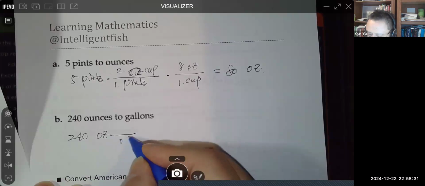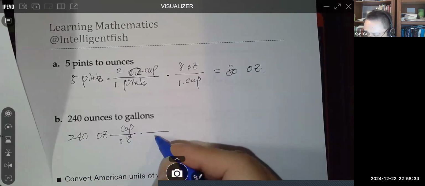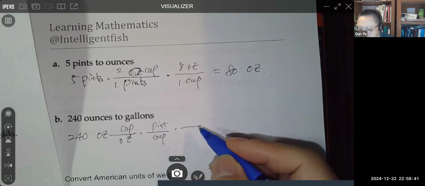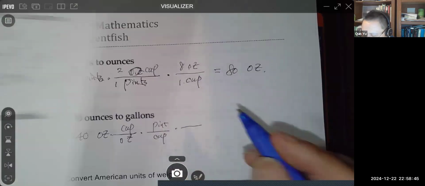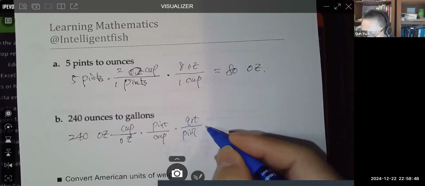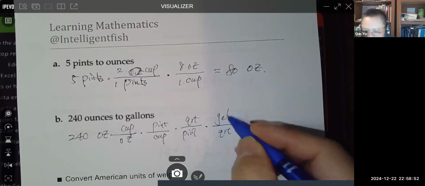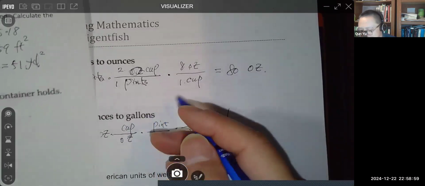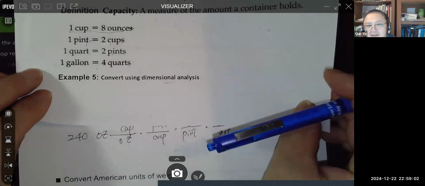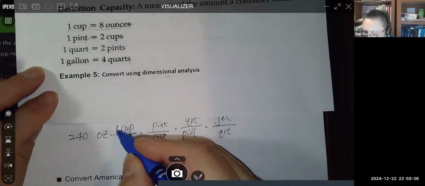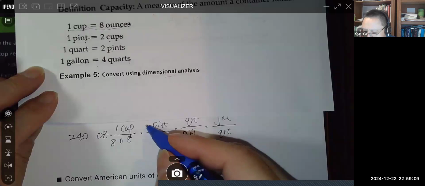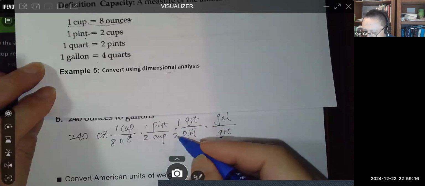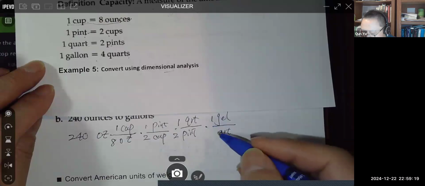So first I cancel ounce to get a cup, then cancel cup to get a pint, then I cancel pint to get a quart, and then finally I cancel quart to get a gallon, because these two are directly connected between quart and the gallons. So now plug in numbers. Make sure I plug in the right numbers. Well, let's display them here. So 1 cup, 8 ounces, and 1 pint, 2 cups, and 1 quart, 2 pints, and 1 gallon, 4 quarts.